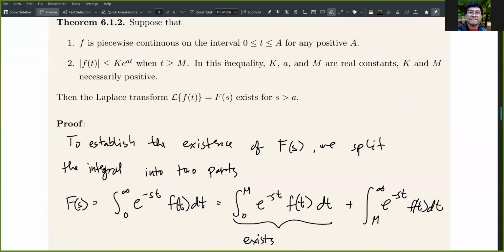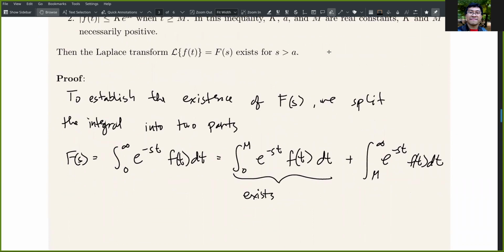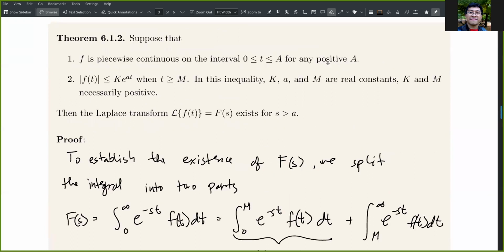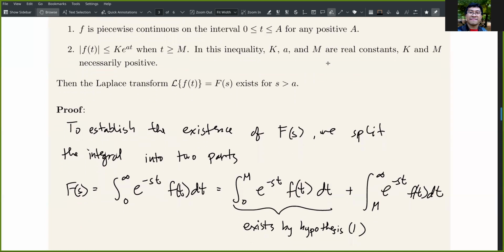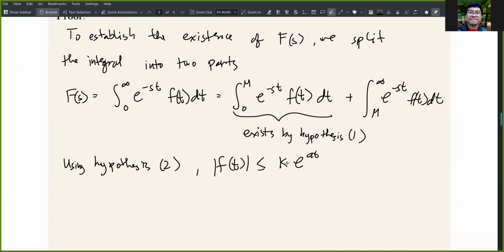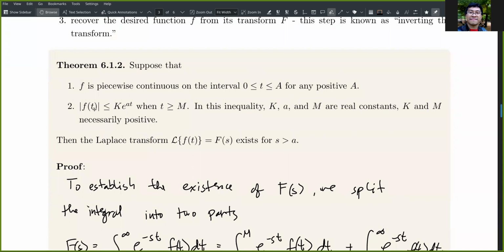Since f is piecewise continuous on 0 to a for any positive a, this exists by hypothesis 1. For this part, we use hypothesis 2. Using hypothesis 2, where the absolute value of f is less than or equal to K e^(at), K is a constant.